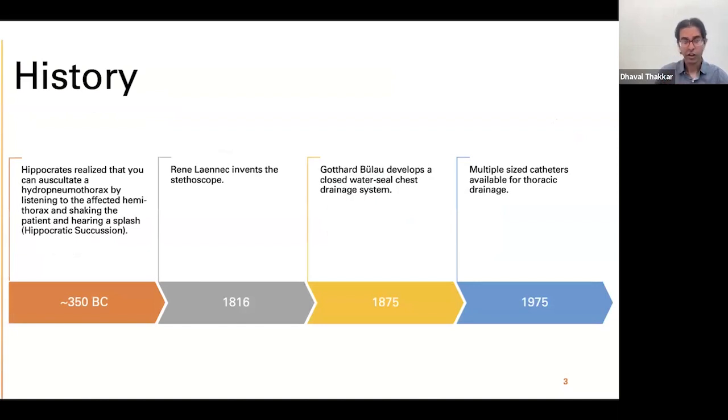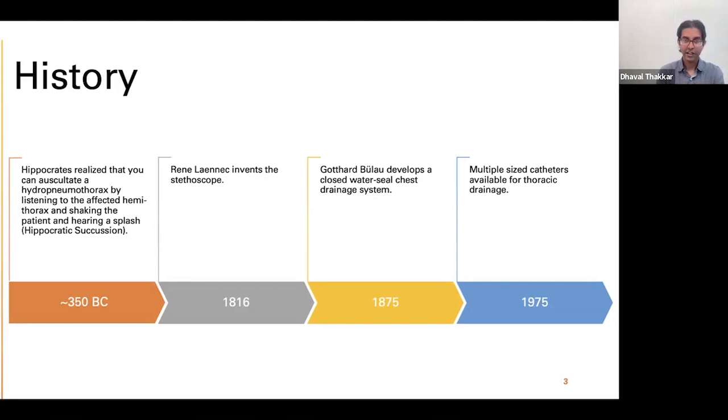So briefly, I always like to talk about a little bit of medical history because I always find it fascinating whenever I give a talk. Starting back at 350 BC, Hippocrates realized that you could actually auscultate a hydropneumothorax by shaking a patient and listening to the hemithorax that was affected and hearing a splash, which we now know as the Hippocratic succussion splash. So that was 350 BC, quite some time ago.